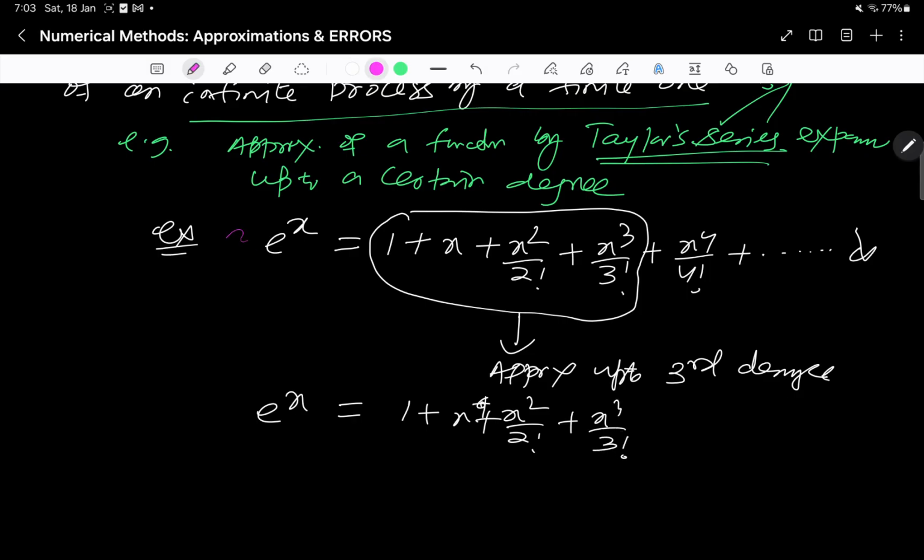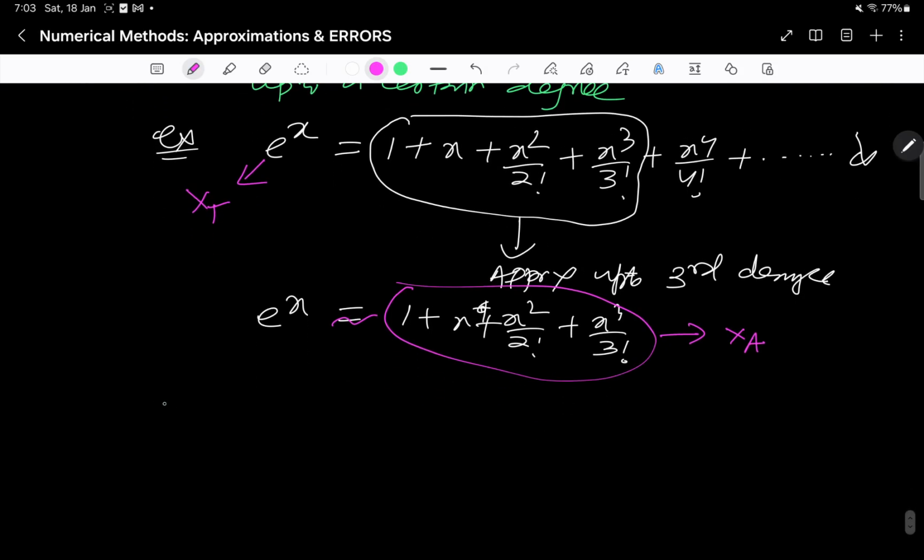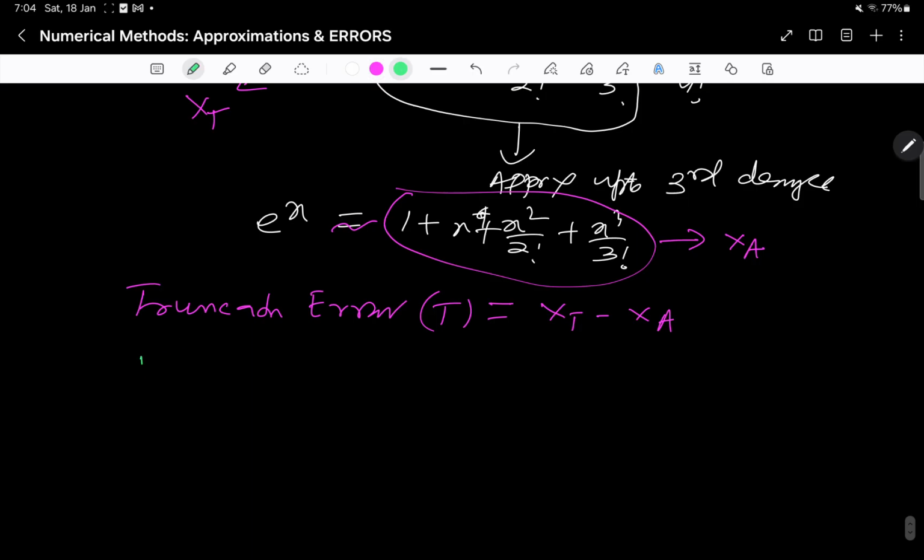Now this e to the power x itself is my x true value, but now it is approximated like this part, which is my x approximate value. So the truncation error, which I denote by t, will be this minus this, xt minus xa. And the truncation error bound means that mod t, I can bound by some constant.